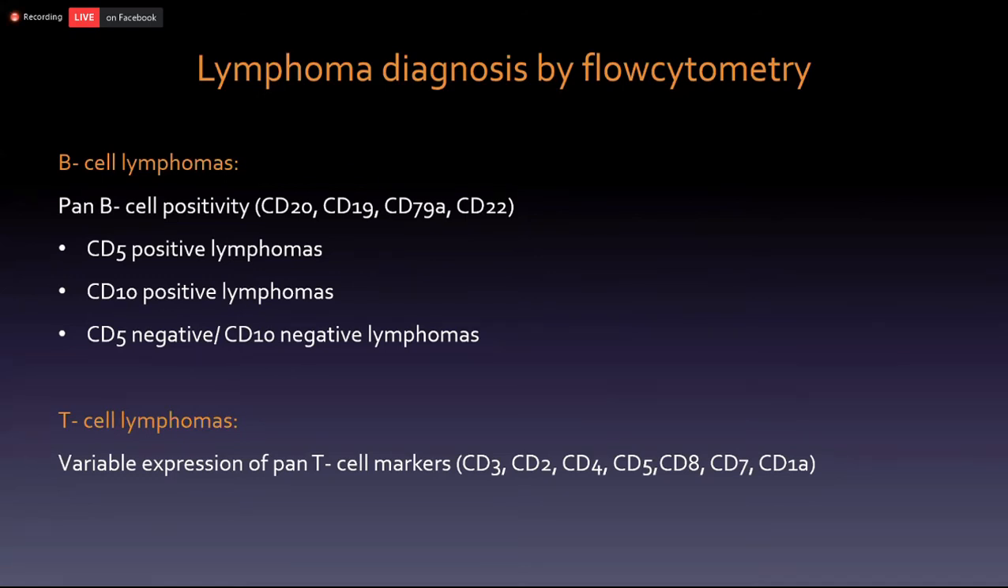So the B cell lymphomas I divide, for purpose of understanding, into 3 types: the CD5 positive lymphomas, CD10 positive lymphomas, and CD5 negative, CD10 negative lymphomas, so dual negative lymphomas. Remember that B cell lymphoma means they express most of these pan B cell markers. The T cell lymphomas express the pan T cell markers, and their expression is variable. The pan T cell markers include CD3, 2, 4, 5, 8, 7, and CD1, etc.